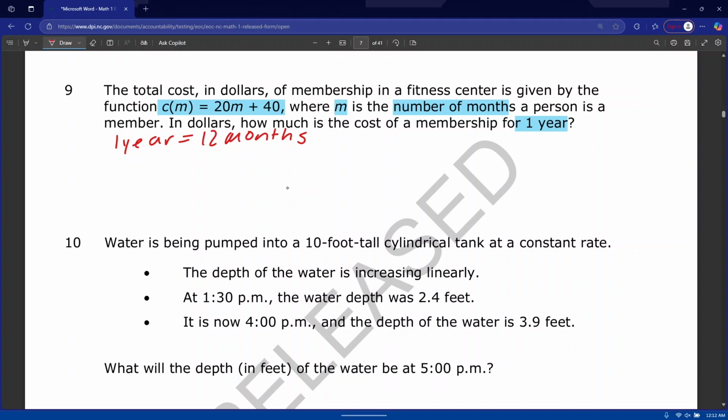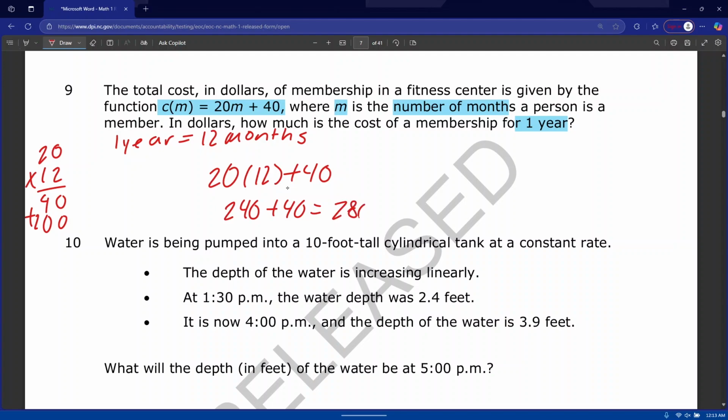I mean, that's obvious. M is the number of months a person is a member. So how much is the cost of membership for 1 year? So we need to input 12 into M. So the equation is 20 times 12 plus 40. What is 20 times 12? If you don't know off the bat, just multiply. 0, 4, placeholder, 0, 2. So 240 plus 40 equals 280. That is 280 bucks.